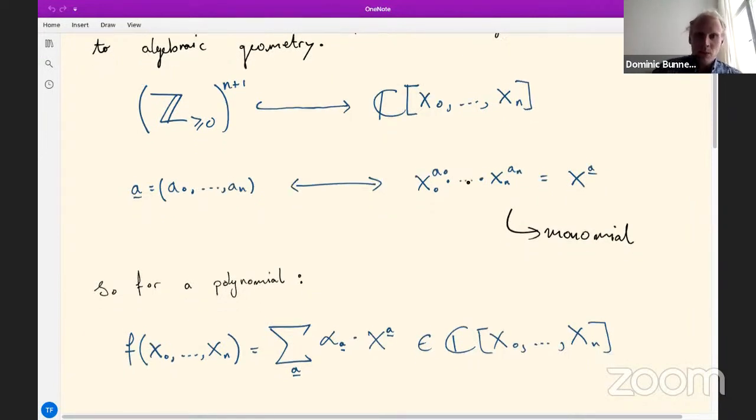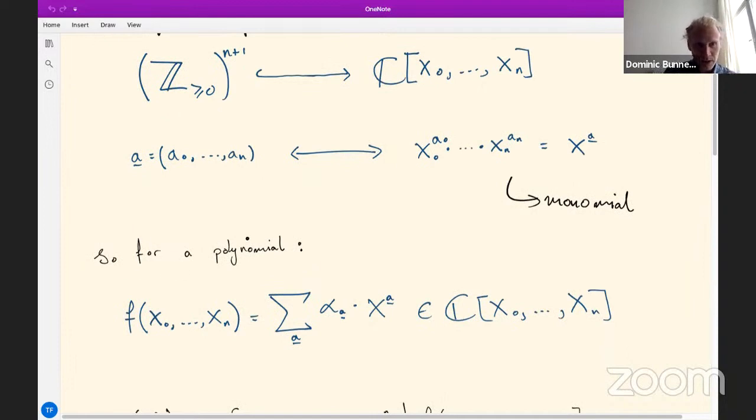And what this means is, for a polynomial, we can write it down in general like this. It's just a finite sum, which means only finitely many of these alphas are allowed to be non-zero. And associated to this polynomial, we get a bunch of these monomials. So we have this discrete world here, and we can step over to the polynomials, which, as we saw, give us very non-linear, complicated geometries.